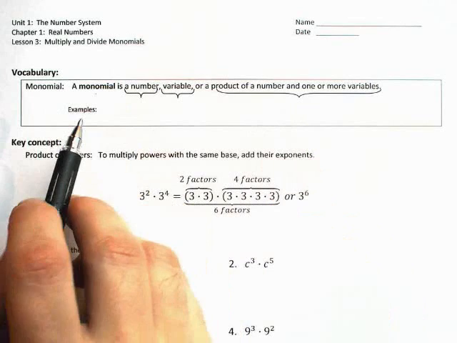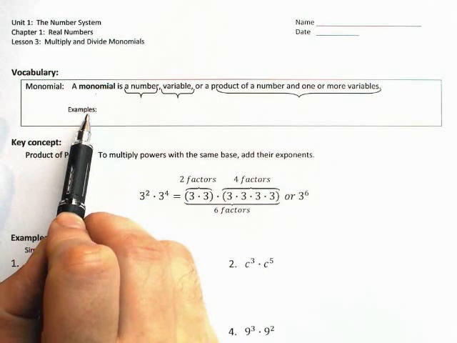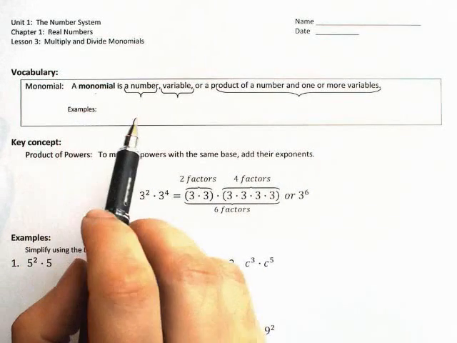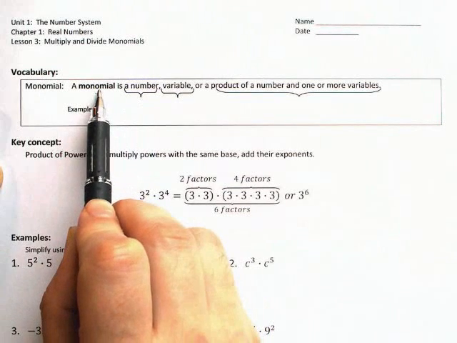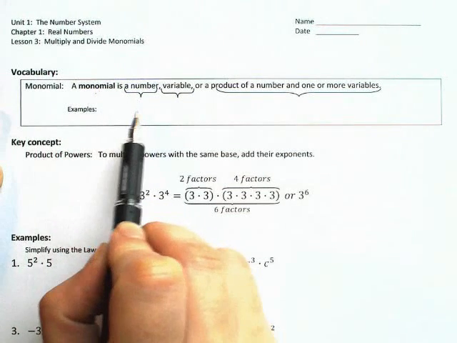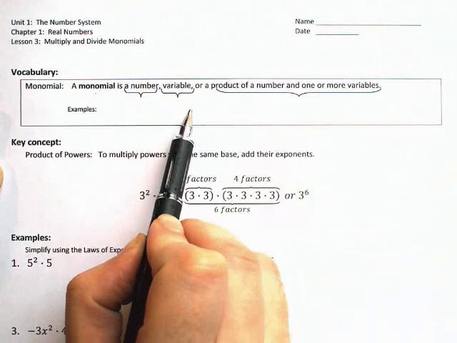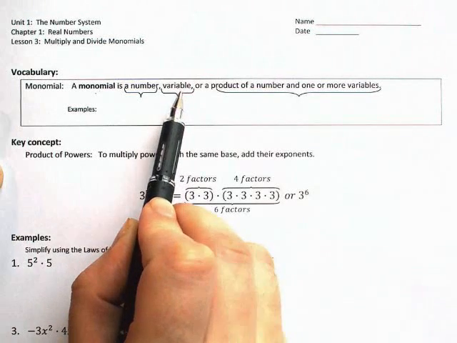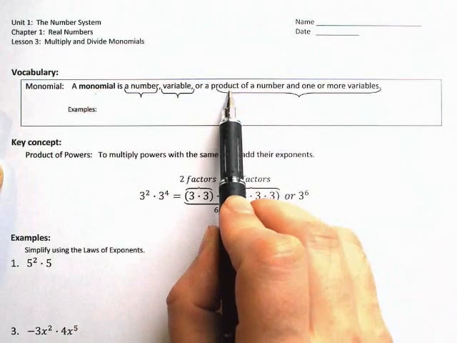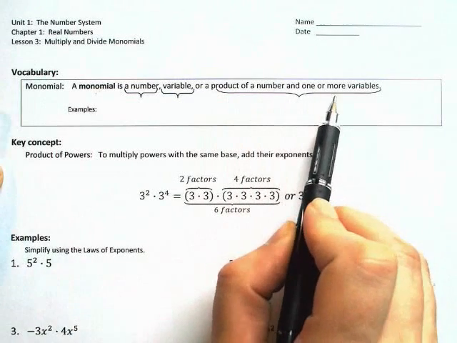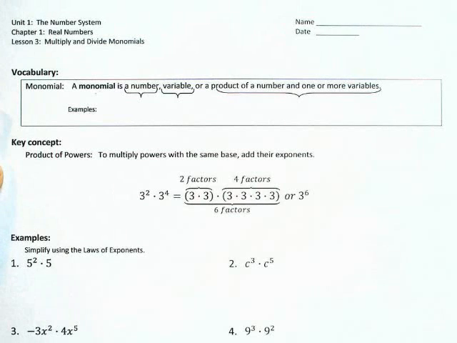Now in this box, for this vocabulary word, there's a spot to put some examples. So please think of two examples of monomials that are numbers, two examples of monomials that are variables, and two examples of monomials that are products of a number and one or more variables. I'll give you a little bit of time and then go further with the video.